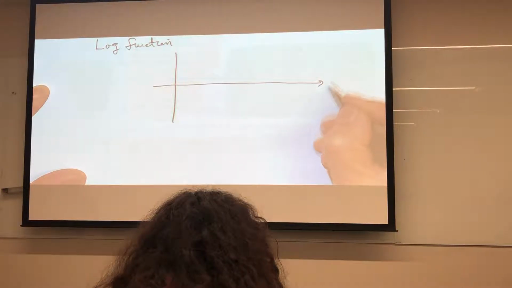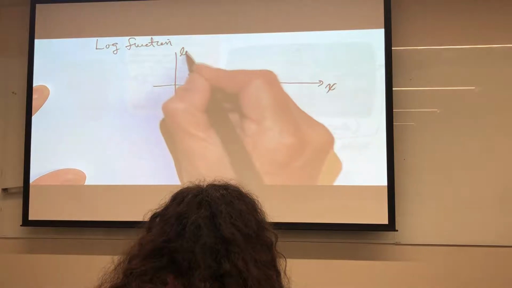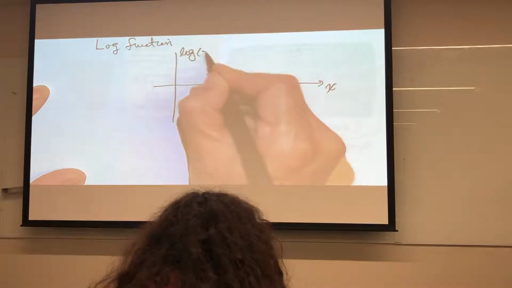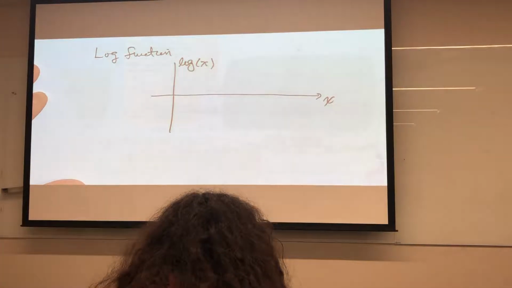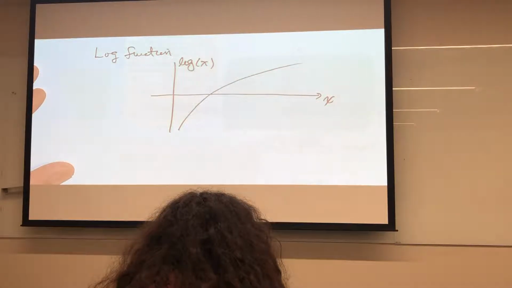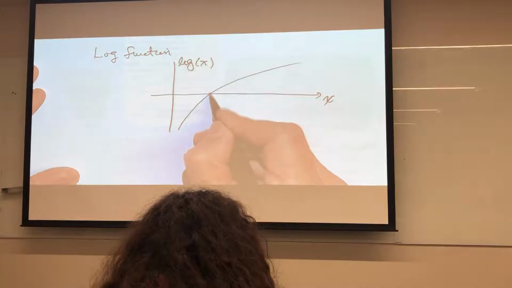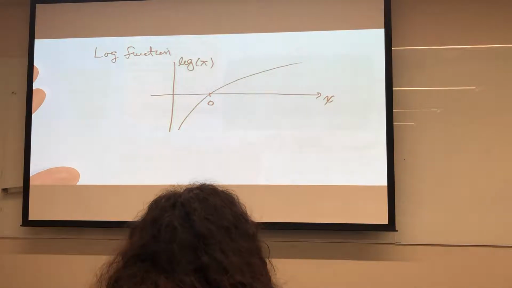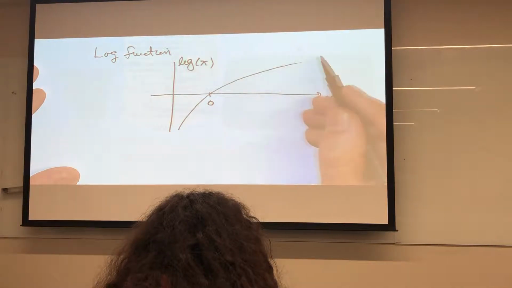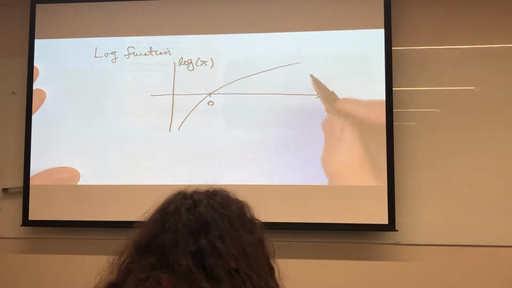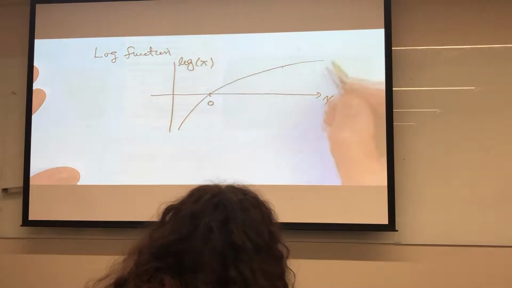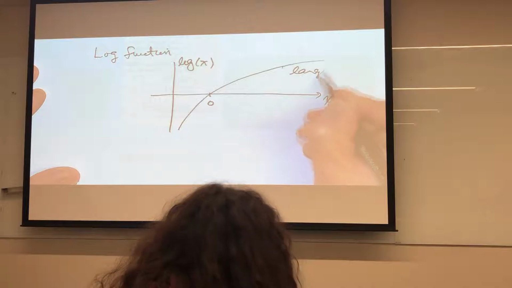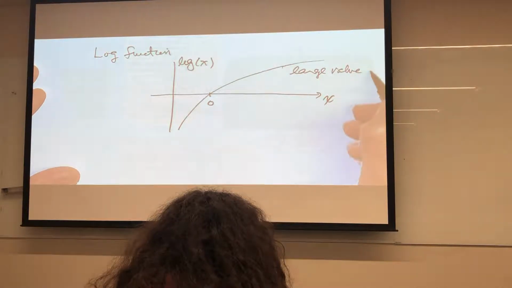let's call this x, and this is going to be the log of x. Okay. Log function looks something like this. All right, the log of 1 is 0. And what happens is that large values get squished down. It gets compressed. Okay? So large values are compressed.